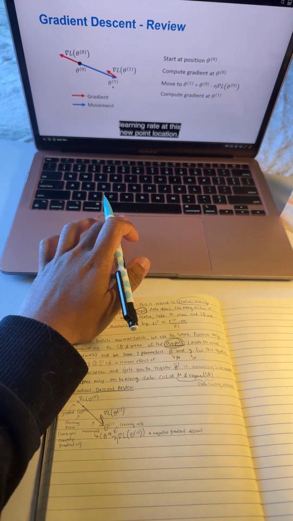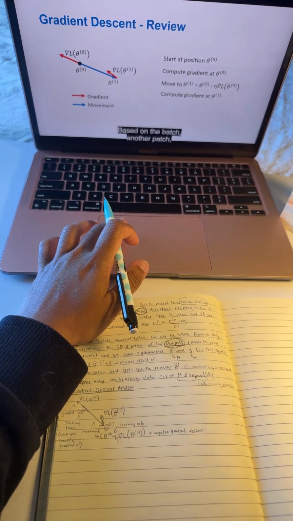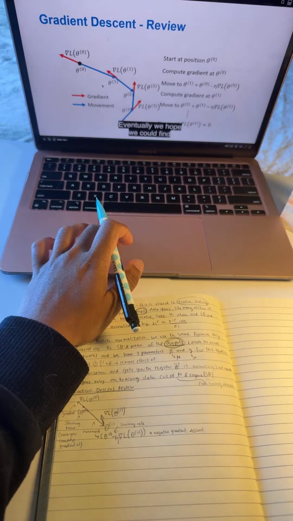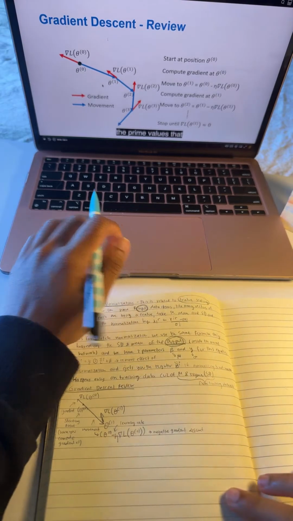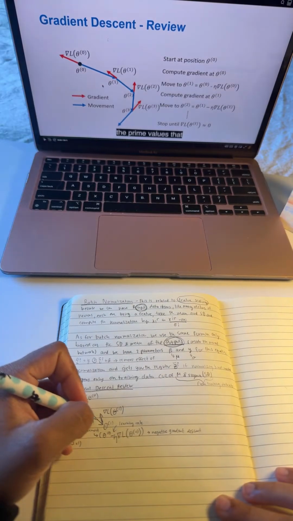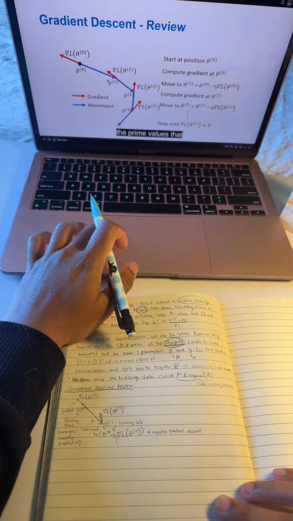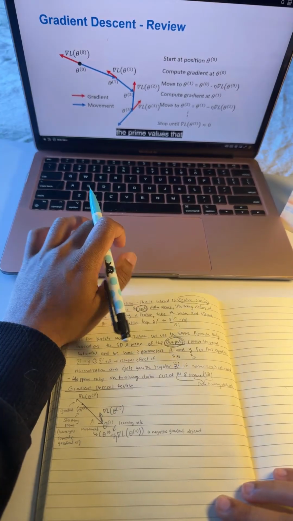At this new point location, based on the next batch, we will compute the gradient and follow the negative gradient direction, right? And then eventually, we hope we can find the parameter values.